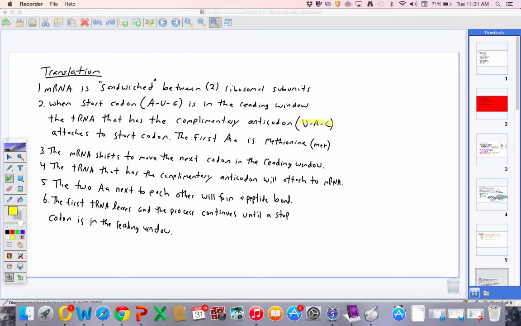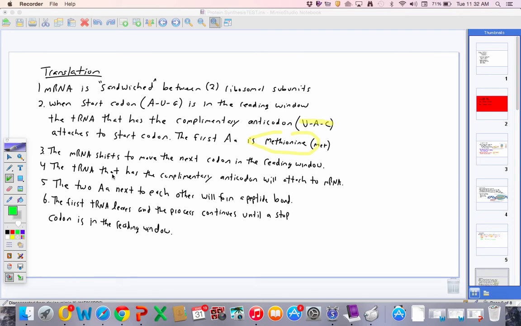It doesn't really attach, but it makes a relationship. And then the first amino acid, which is attached to that tRNA, is methionine. So methionine is the first amino acid.